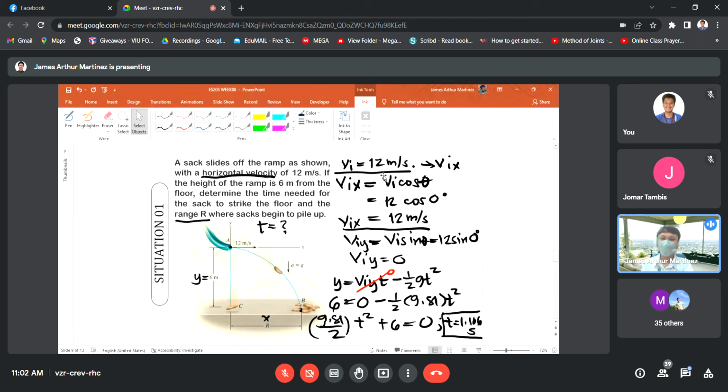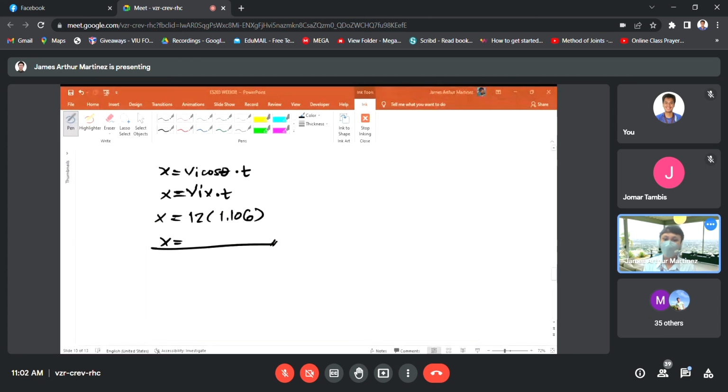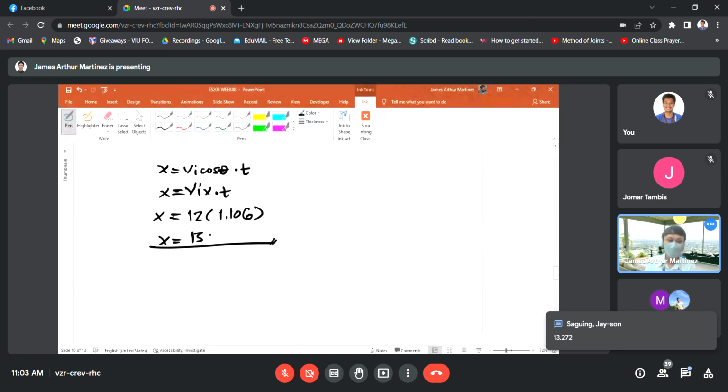And then Vi is 12 meters per second, or Vix. Then time, the obtained value for time, is 1.106. Meaning, this is now equal to 12 meters per second times 1.106. So in this equation, only one unknown variable remains, so we can compute it directly. Therefore, x, or the range, is equal to 12 times 1.106, which is 13.272 meters.